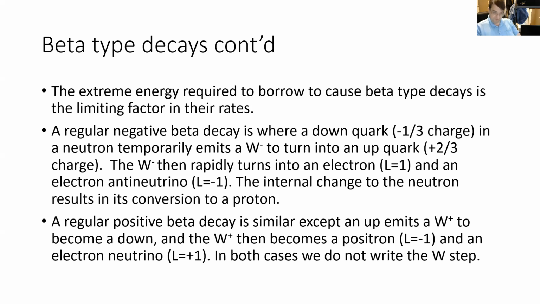A regular positive beta decay is basically the inverse. An up quark will absorb enough energy to temporarily emit a positive W particle to become a down quark, and then the positive W particle becomes a positron, which is a negative lepton, and an electron neutrino, which has positive one lepton number. We normally don't write the W step because that's happening internal to the process, so it's not something we can externally detect. So we don't write down the intermediate step in any of these cases that involve your W boson.